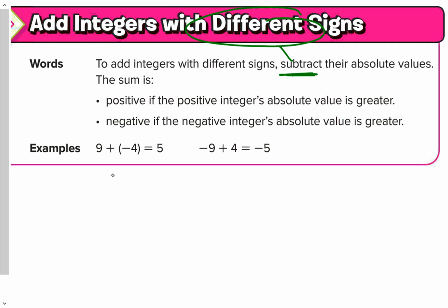Okay, so 9 plus negative 4. Since they have different signs, one is positive, one is negative, you're going to subtract them. So 9 minus 4 is 5. And we have more positives, so the answer is going to be positive. Here's another example, negative 9 plus 4. We have a negative and we have a positive, so we're going to subtract their absolute values. So 9 minus 4 is 5. Since we have more negatives, the answer is going to be negative.